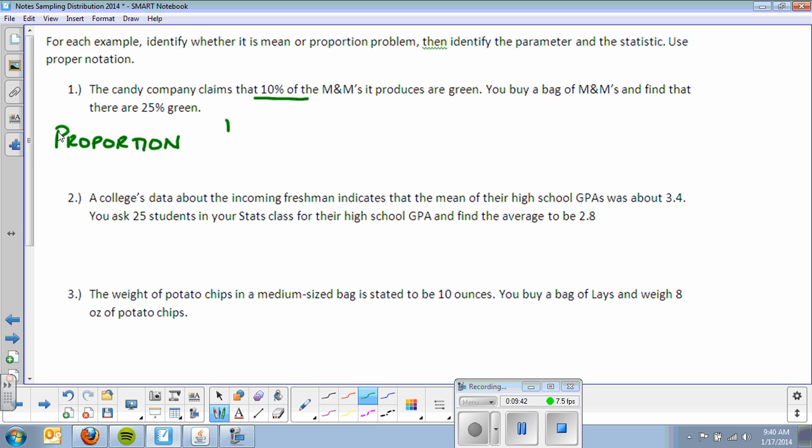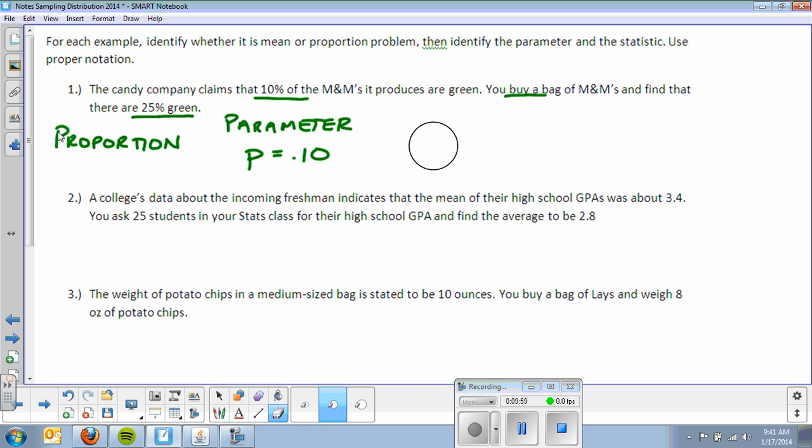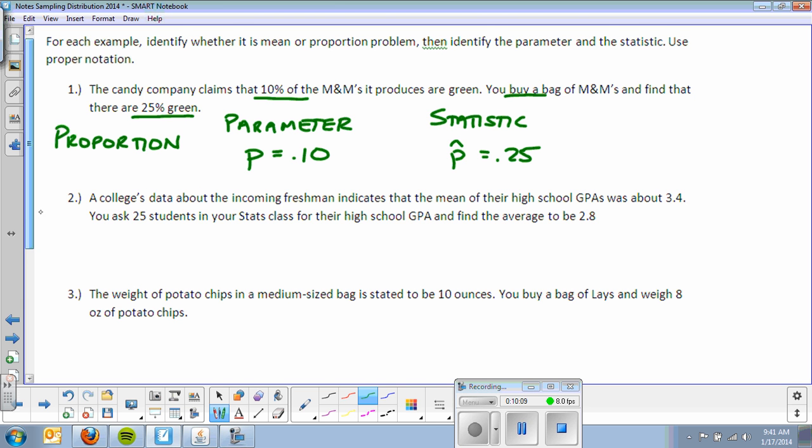So that's actually the parameter, because that number represents the population. So that would be p equals 0.10. Now, 25% comes from a bag of M&Ms that I bought. So that's kind of like my sample, and that's the statistic, and therefore p hat equals 0.25. All right.